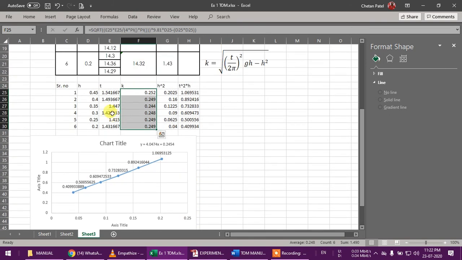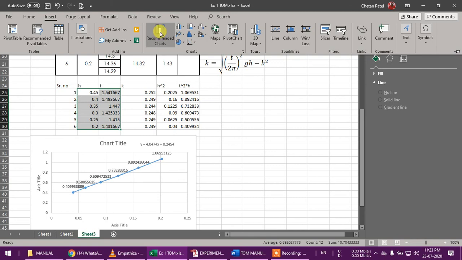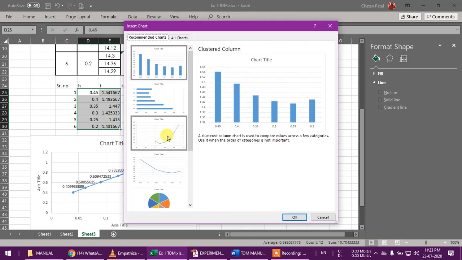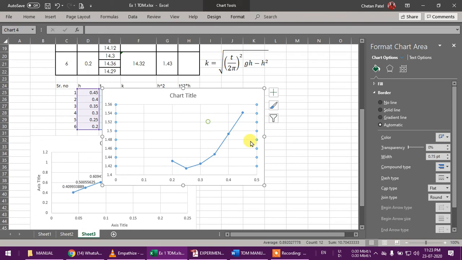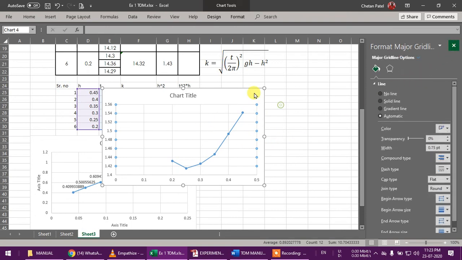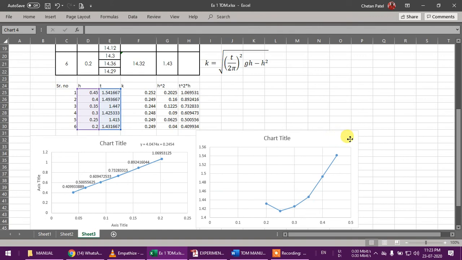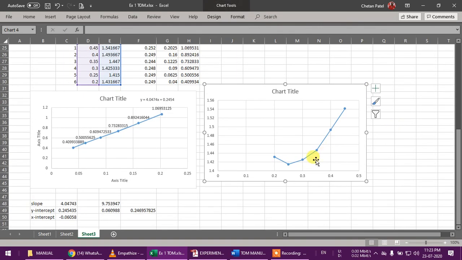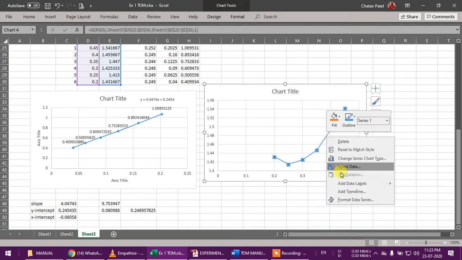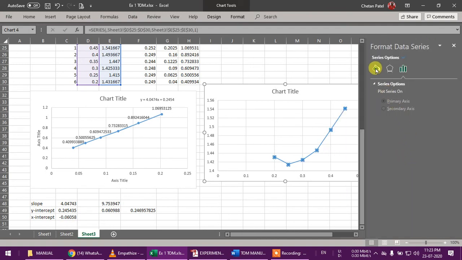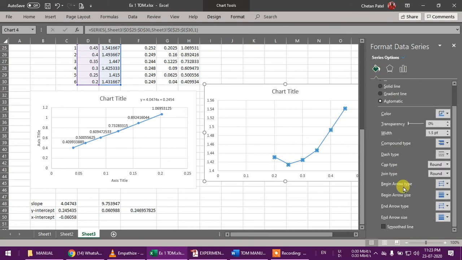Let us do one more graph, t versus h. So again select both of this, we'll select insert and get recommended charts. So this is what we need, say OK, and that chart is also available with us. Now here you see this is not smooth. To do so, select this line and right click, format data series, and go to the line. At the last you will find smooth line. Just observe the result, smooth lines, and it will be smoother.